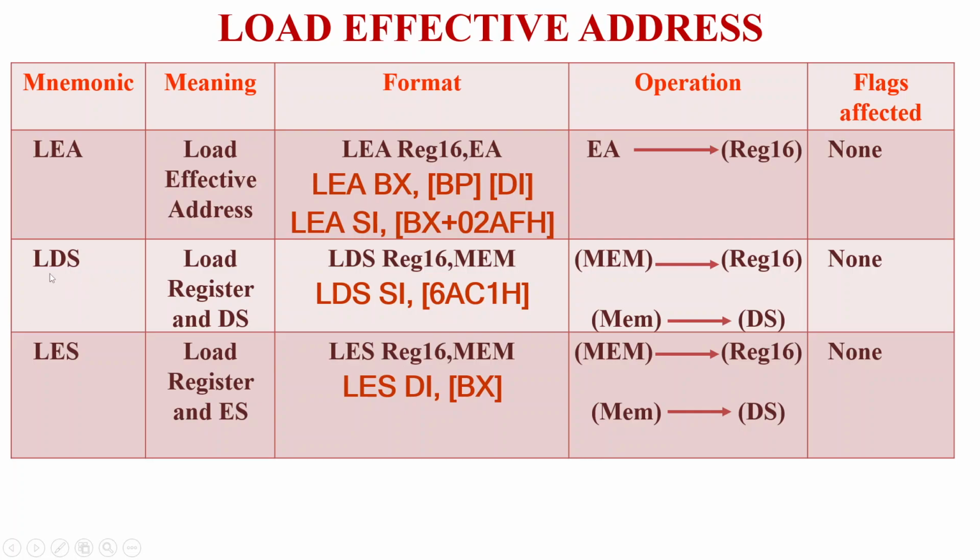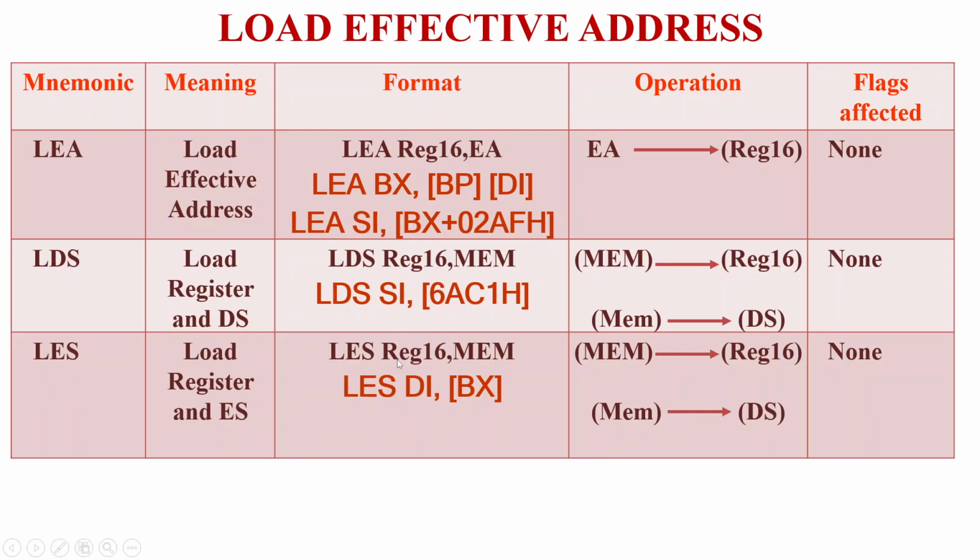And the second instruction is LDS, load register and DS. The format is LDS register 16 comma memory. Here the memory data location is given to a register 16 and the memory will be given to a DS register. And here also the flags are unaffected. And the third instruction is LES, load register and extra segment. It is LES register 16 comma memory. Here the data will be given to a register 16 and the memory will be given to an extra segment register. Here also the flags are unaffected.